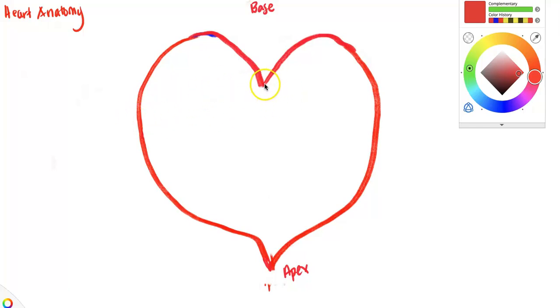The heart is divided into a right and left side. So here's the right and here's the left. And the right side is going to deal with deoxygenated blood, and the left side is going to deal with oxygenated blood.